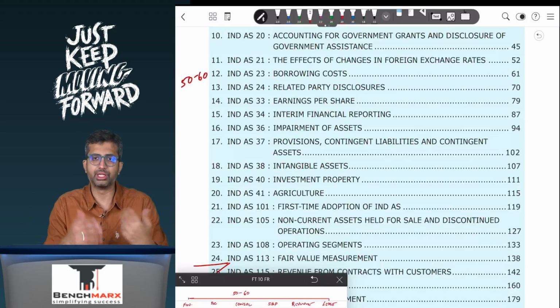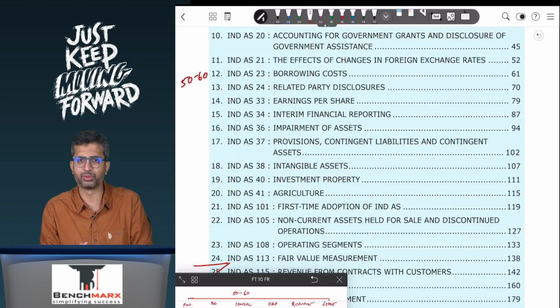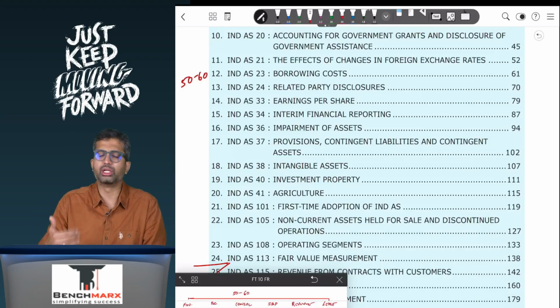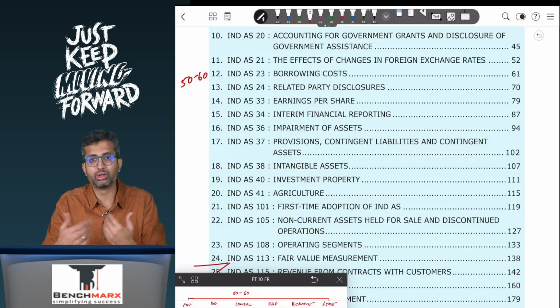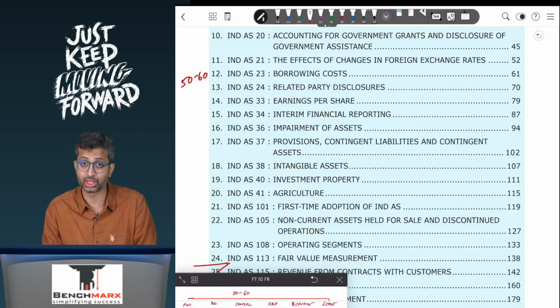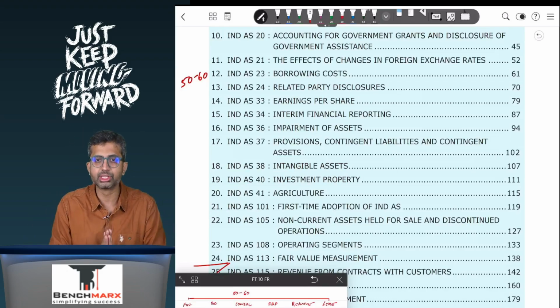Ind AS is a replica of IFRS except for a few differences. We are moving to IFRS so that an international investor can easily invest in India by looking at our balance sheet and profit and loss account and gauge our performance.